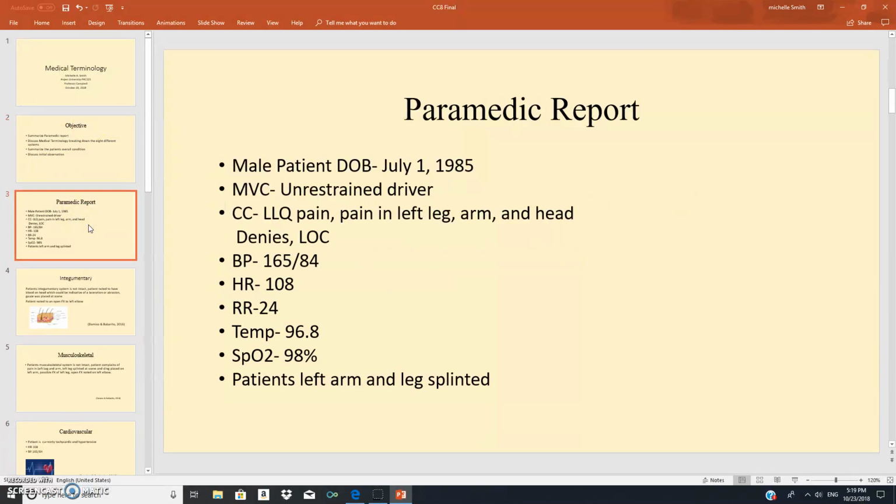Paramedic report. Male patient, date of birth July 1st, 1985, involved in an MVC, motor vehicle collision, and was an unrestrained driver. Patient's chief complaint: left lower quadrant pain, pain in left leg, arm, and head, denies LOC, loss of consciousness. Patient's blood pressure is currently 165/84, heart rate 108, respiratory rate 24, temp 96.8 on room air, SpO2 98%. Patient's left arm and leg splinted.